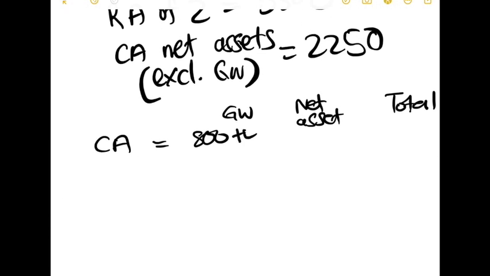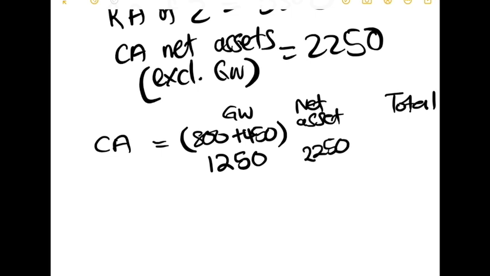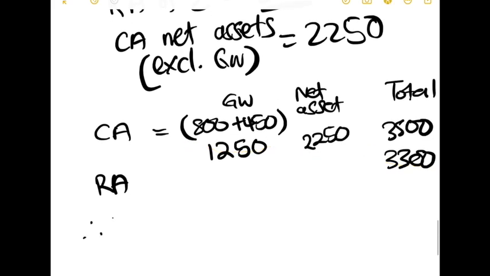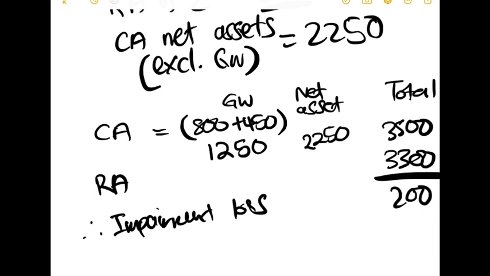So we're going to bring in the 450 over here. Okay, so that is going to give us goodwill of 1250. Then the net identifiable assets is 2250, so that gives us a total carrying amount of 3500. Okay, we're told that the recoverable amount now is 3300. You can see the recoverable amount, so that means that we have an impairment loss of 200 if we subtract the one from the other.